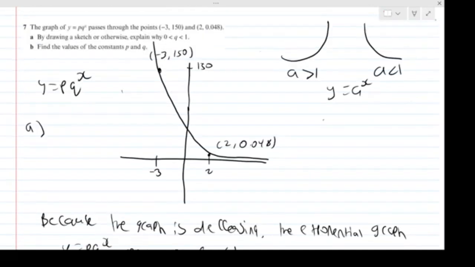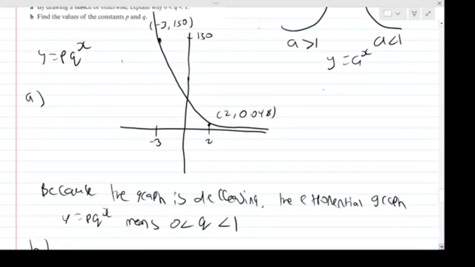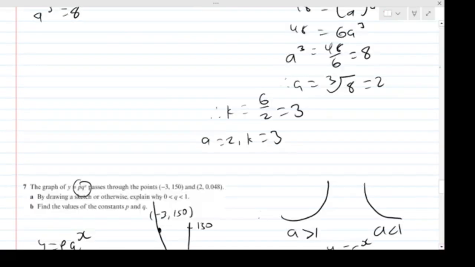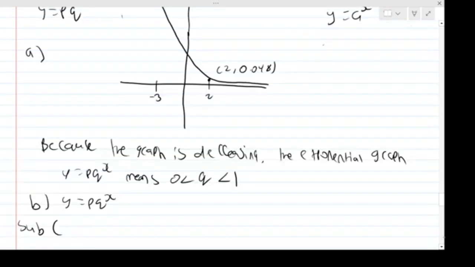Again, now we need to find the values of p and q. So again, it's the same sort of idea that we got these 2 points, so we're going to substitute them in. So y is pq to the x. I'm going to first sub in the point minus 3, 150, sorry. So then that means that y is 150, pq to the x, which is minus 3.